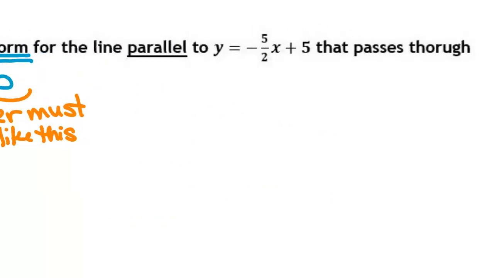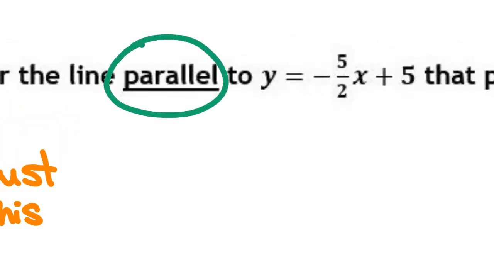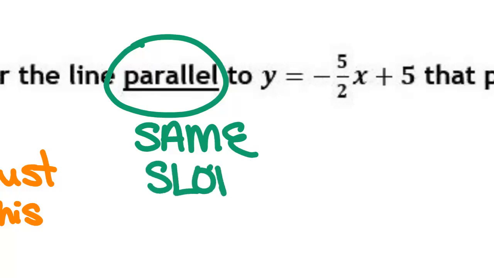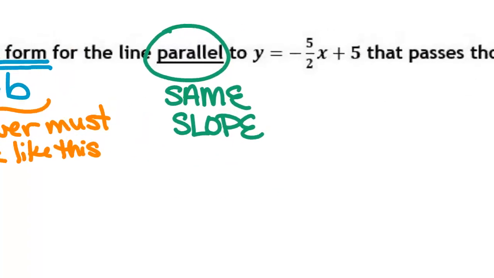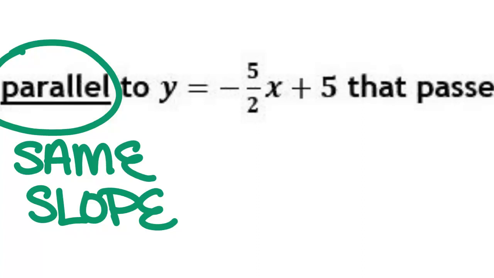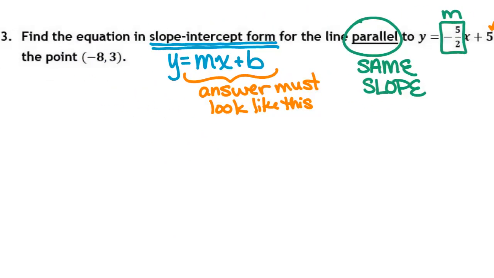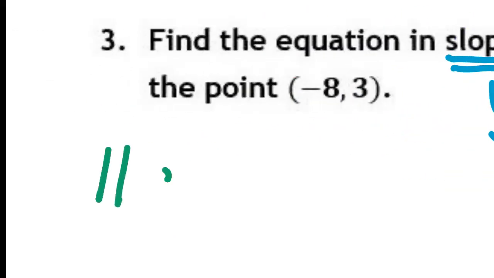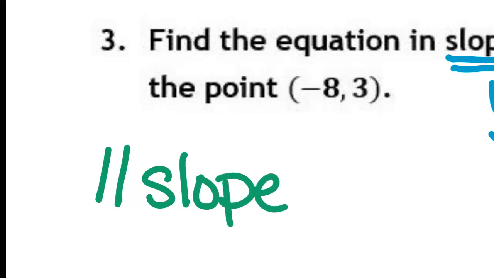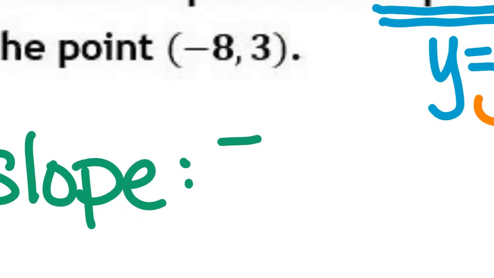For the line parallel to negative 5 over 2 plus 5, parallel means what about my slope? It stays the same. Same slope. Well, what is the slope on this line? Negative 5 over 2. This is m. This is my y-intercept, b. So my parallel slope is negative 5 over 2.